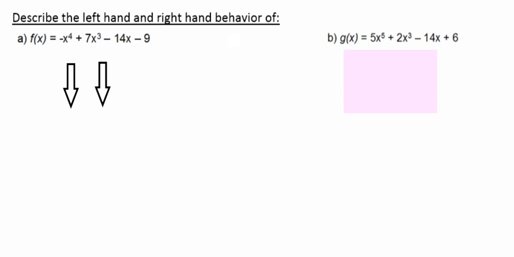So yes, it is an even, but there's a negative. If there wasn't a negative, the left hand would be going up and the right-hand behavior would be going up. But it's negative and it flips, boop, down, down. We see an odd, our highest power is an odd power. We're expecting this to be, as we're looking at the left-hand behavior, where the graph's going down, the right-hand behavior should be going up. Indeed.